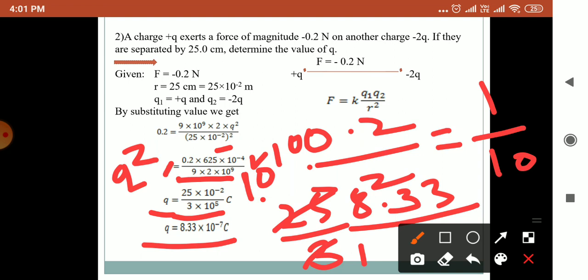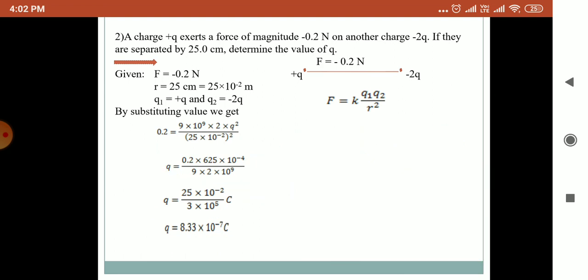8.33 into 10 raised to 5 goes into the numerator, so it will be minus 5, and this is already minus 2. The total becomes 10 raised to minus 7 Coulomb. So got this? Any doubt? Then we'll discuss in the next lecture. Next numerical.